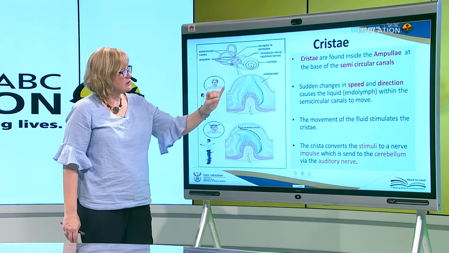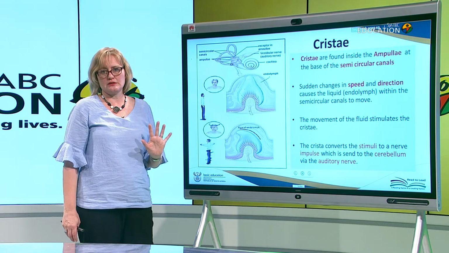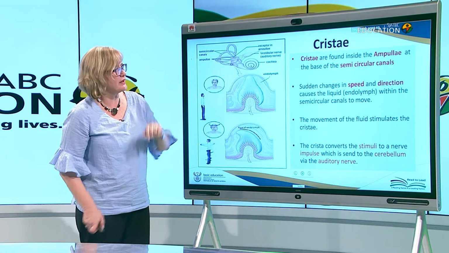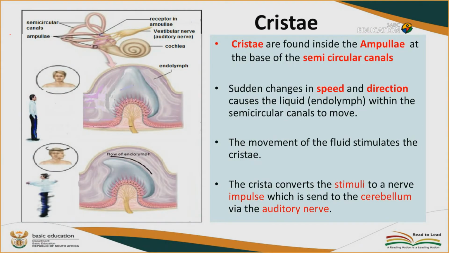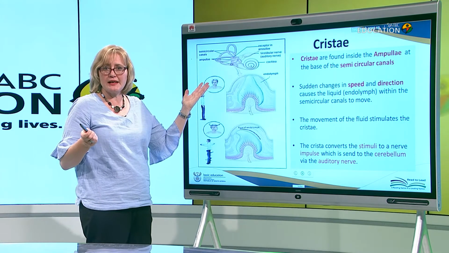You do not need to know endolymph and cupula and all those things. Right. You just need to know the following. Crista are found inside the ampullae at the base of semicircular canals. Sudden changes in speed and direction cause the liquid within the semicircular canals to move. The movement of the fluid stimulates the cristae, and the cristae convert the stimuli to the nerve impulse, which is transmitted via the auditory nerve to the cerebellum. Right, that's it, people. How easy is that?